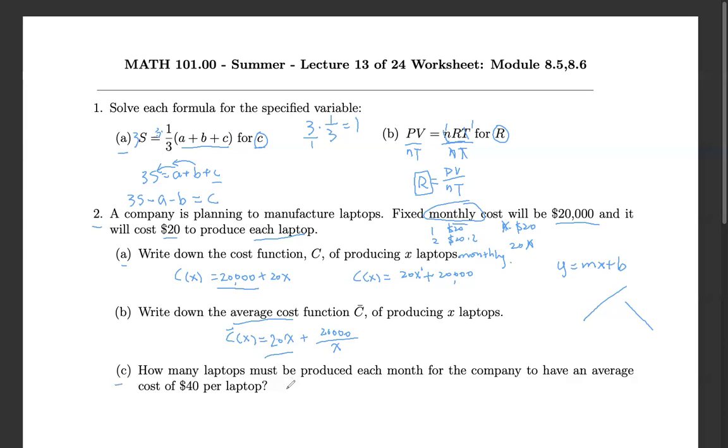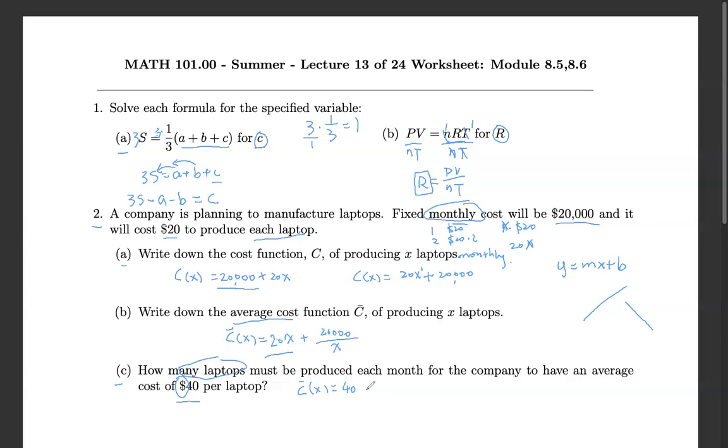All right, now let's see C. How many laptops must be produced each month for the company to have an average cost of $40 per laptop? So this means C bar of X equals $40. When we do the calculation, we do not need to carry the dollar sign with us. Just write down the number. So we need to solve for X, right? Because of how many laptops.